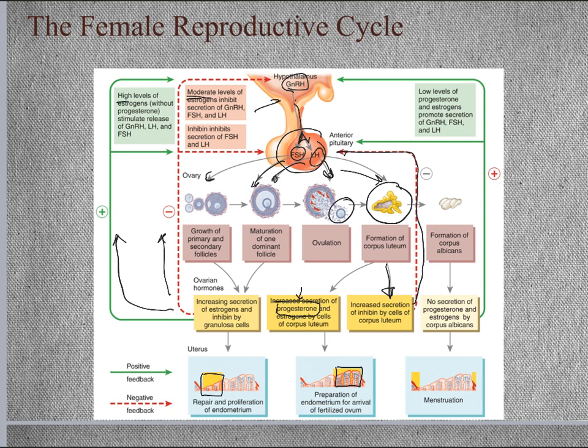Now, formation of the corpus albicans. So again, remember we are assuming that no egg was fertilized. That luteum will degrade further into the corpus albicans, the scar tissue. We stop secretion of progesterone and estrogens, and we have this positive feedback loop. So low levels of progesterone and estrogen promote secretion of GnRH, FSH, and LH, which kicks the cycle all over again.